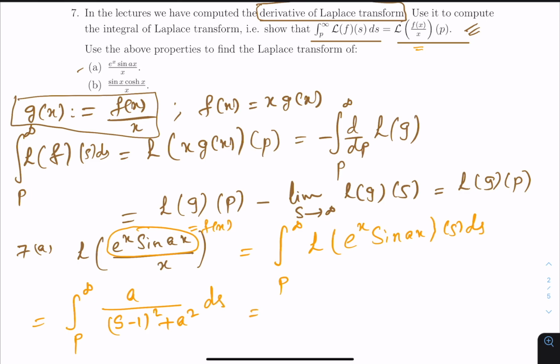Now if you integrate this from p to infinity, what you get is pi by 2 minus arctan of (p minus 1) over a. So that's 7a. The Laplace transform of that is computed. Now let's do 7b.